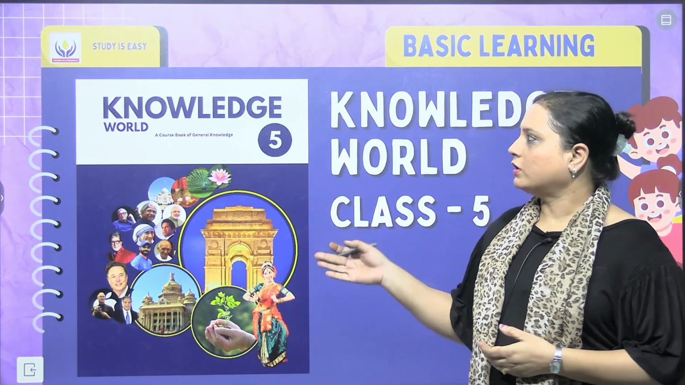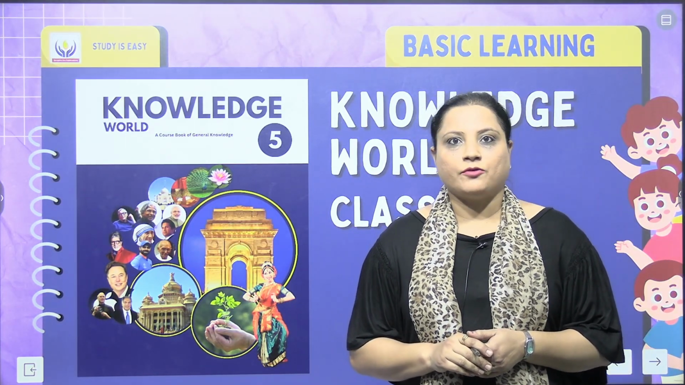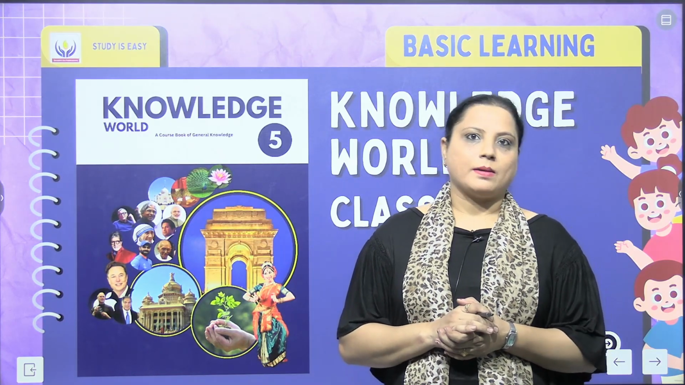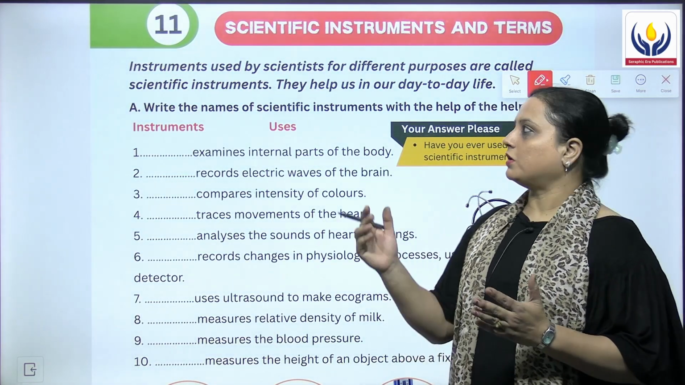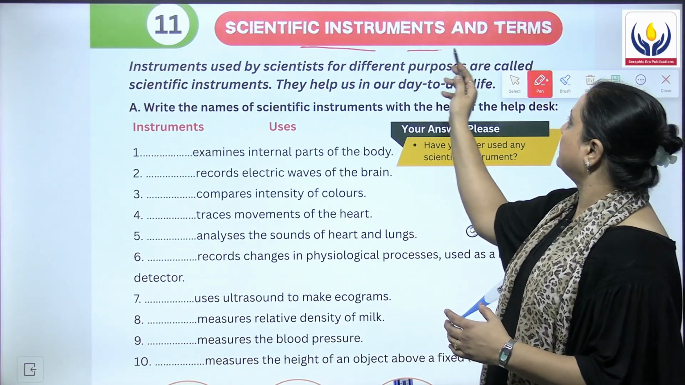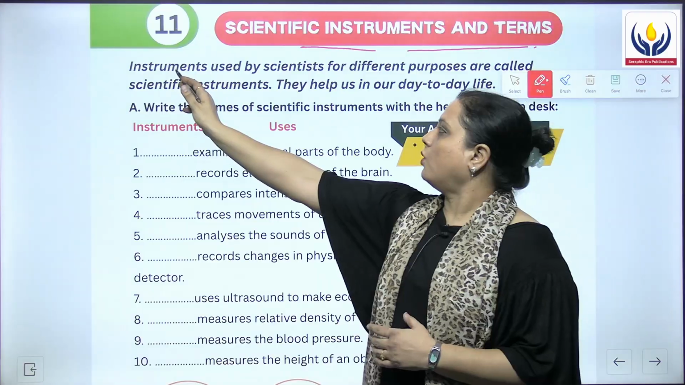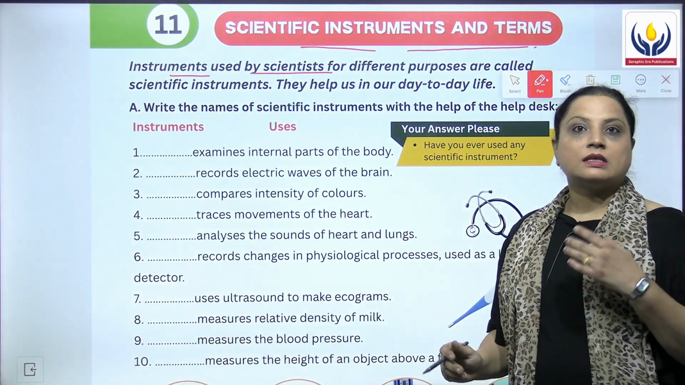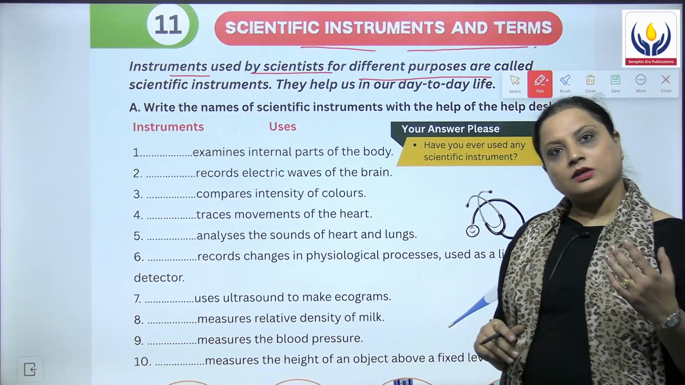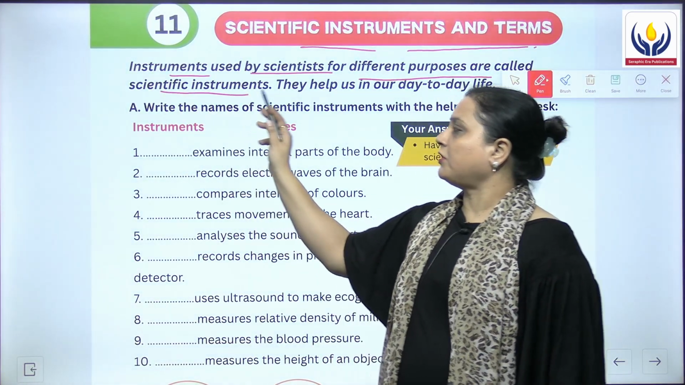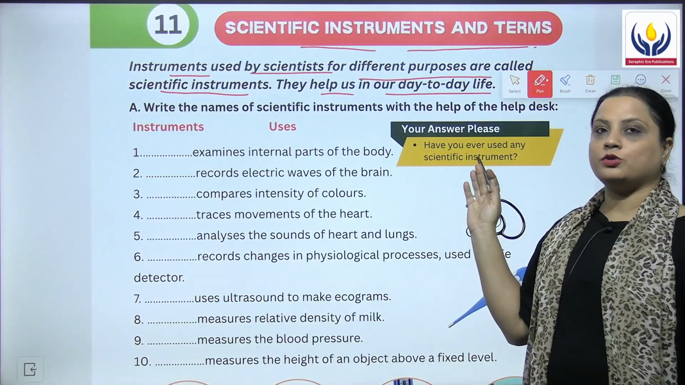Let's begin with the book Knowledge World, a course book of general knowledge of class 5 by Seraphic Era Publications. Hello everyone, let's begin with chapter number 11, Scientific Instruments and Terms. So, instruments are what? They are used by scientists for different purposes and hence they are known as scientific instruments. They help us in our day-to-day life.